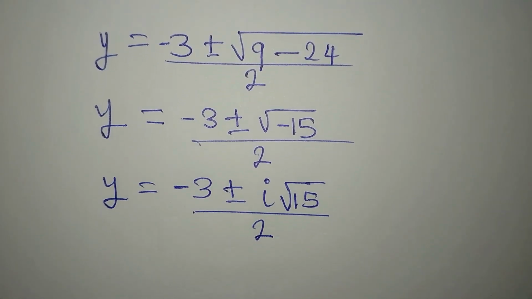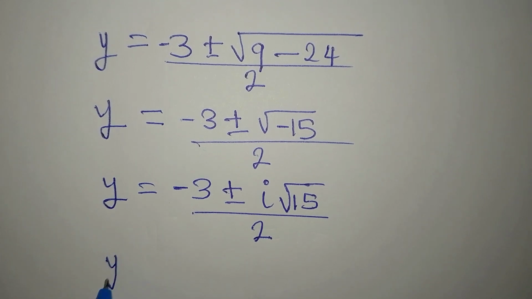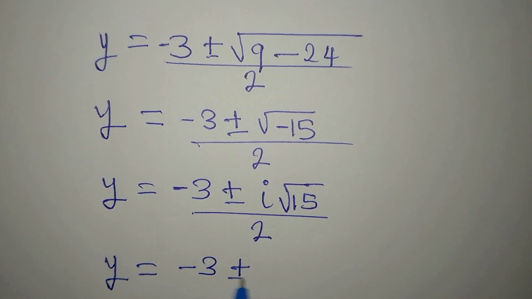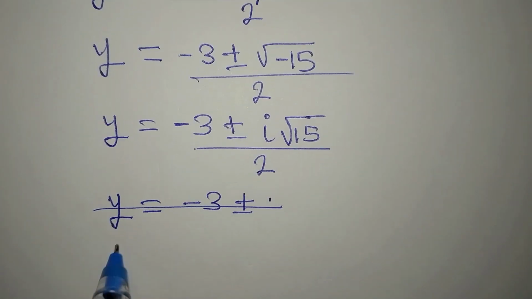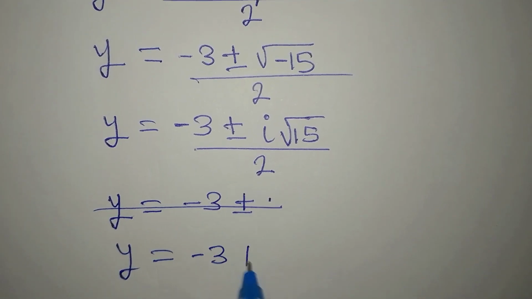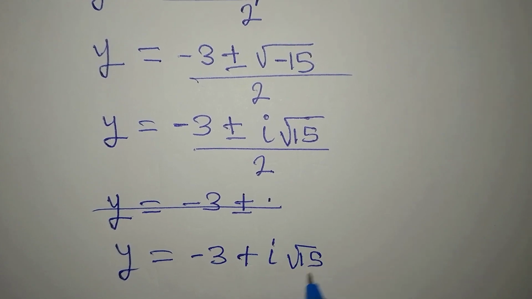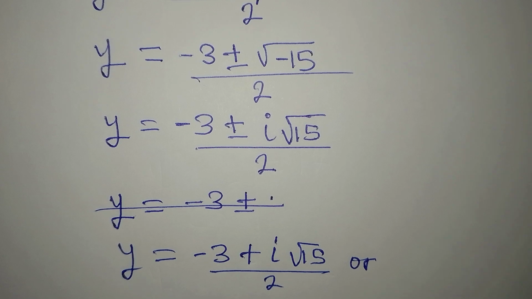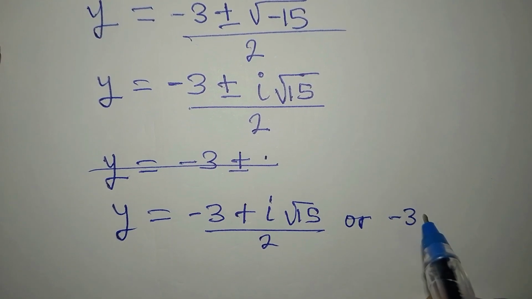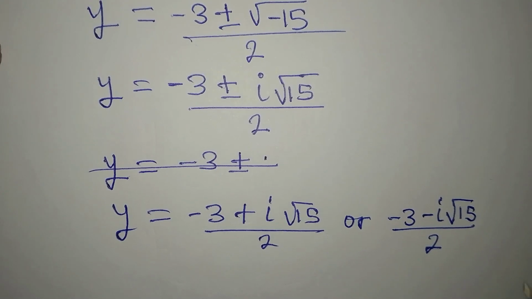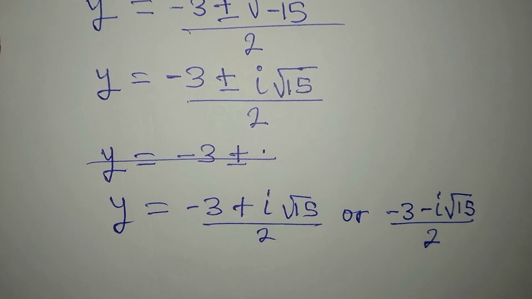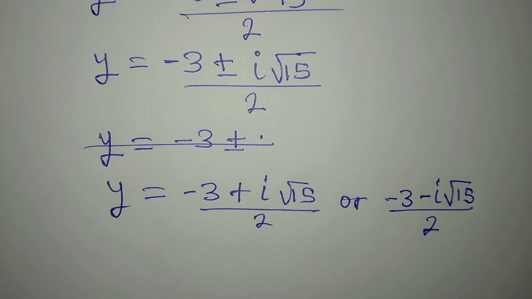So to continue from here, we will now break this solution into 2 because of this plus or minus. So y is minus 3 plus i root 15 over 2, or we have minus 3 minus i root 15, then we divide by 2. So these are the two solutions from the quadratic equation.